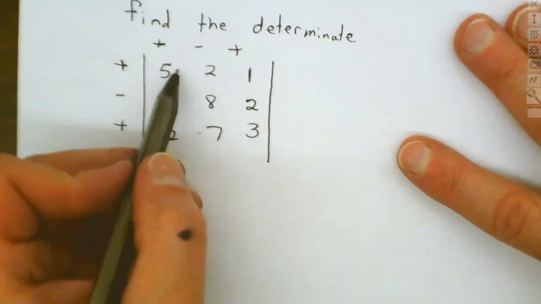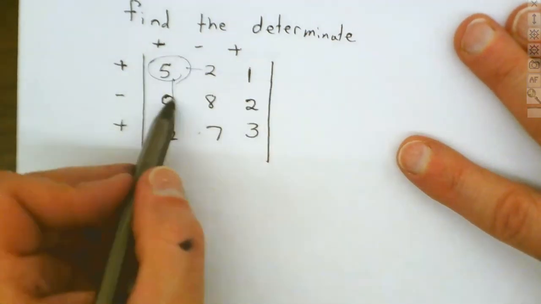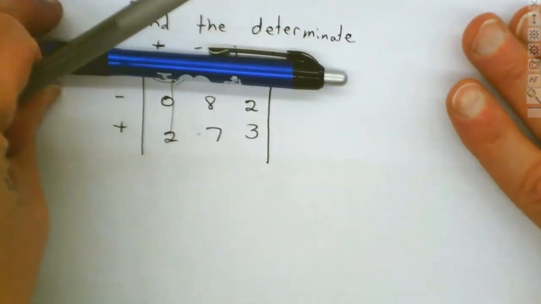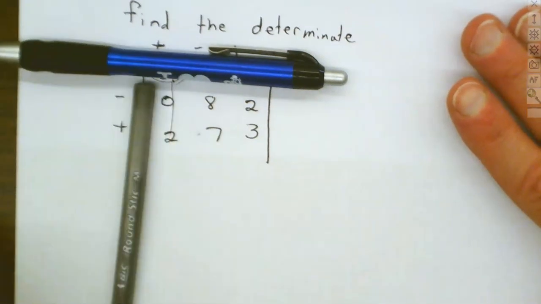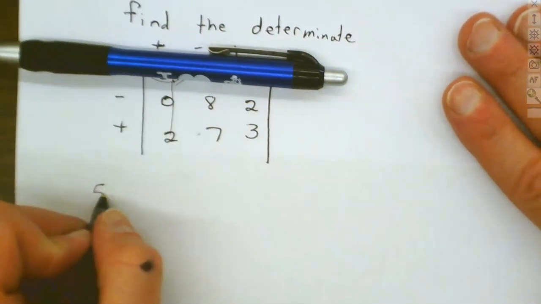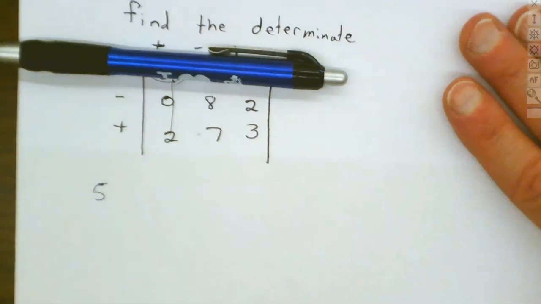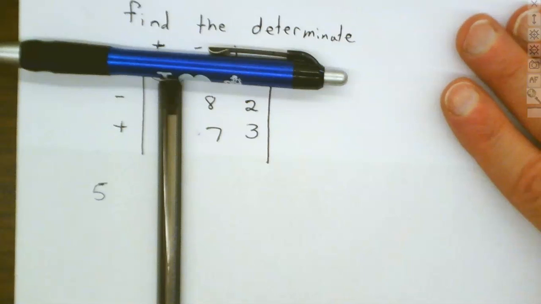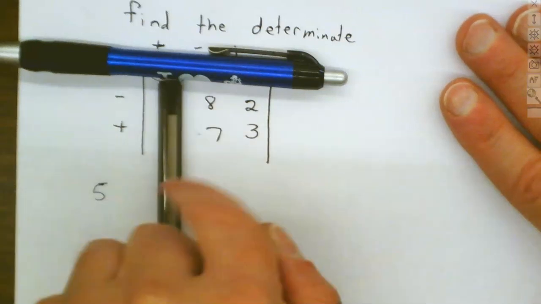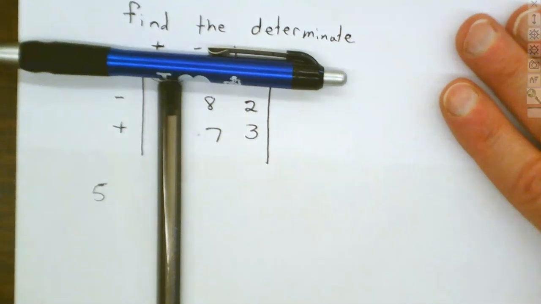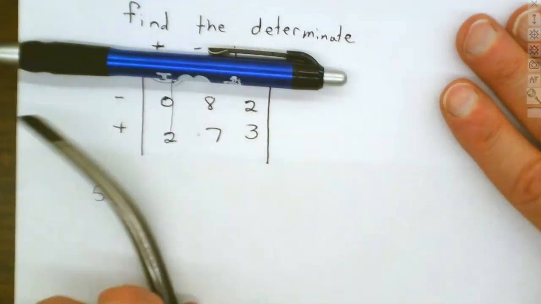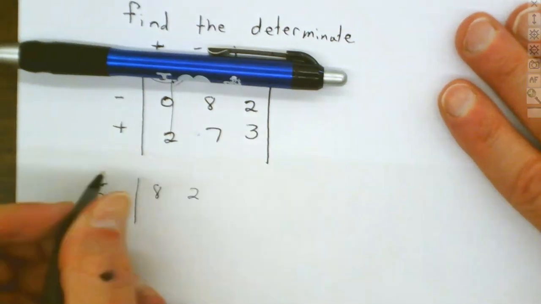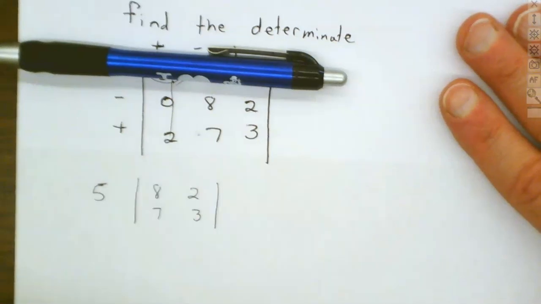So we're going to start with a 5. Okay, we're going to do the same process. Cover it up. So we know we have the 5 in front. So we put the 5 here, and it's positive 5. And let's cover it up and see what we have. If I took the 5 and I just covered it up, what does that leave you with? 8 and 2, 7 and 3. So that's our determinant here. It's going to be 8, 2, 7, and 3. So there's that piece.